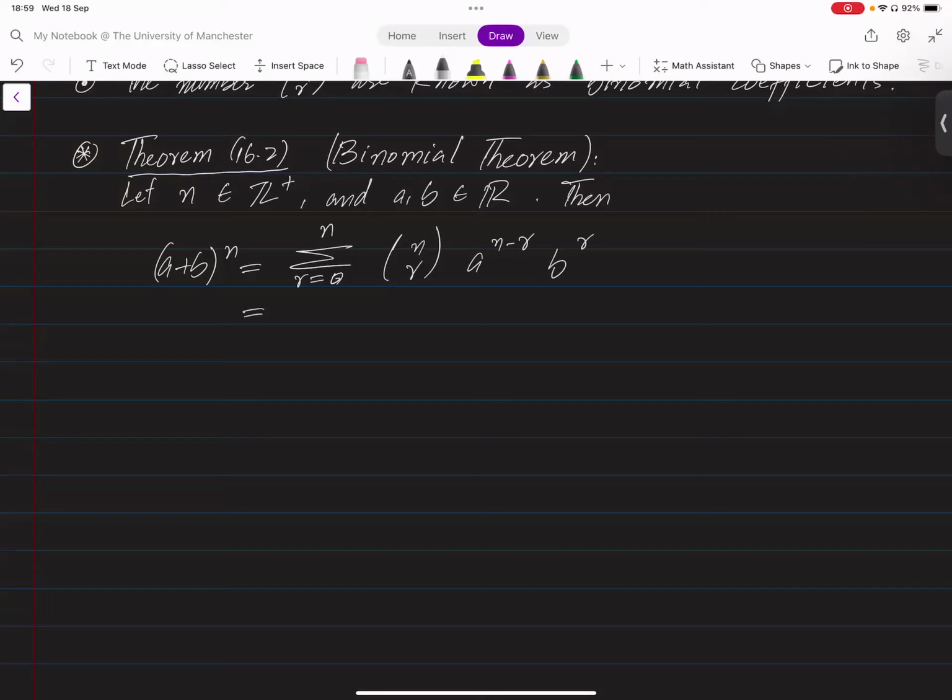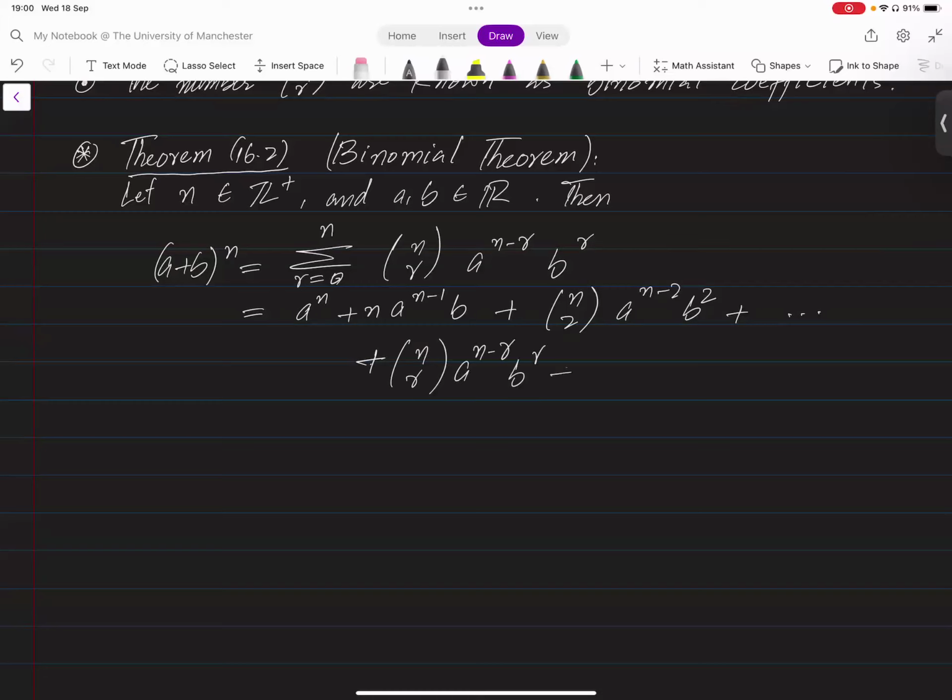If you express it more explicitly, you can write it as a power n plus n into a power n minus 1 b plus n choose 2 a power n minus 2 b square plus and so on, plus n choose r, a power n minus r b power r, plus and so on, plus n choose n minus 1 a power 1 b power n minus 1 plus b power n.